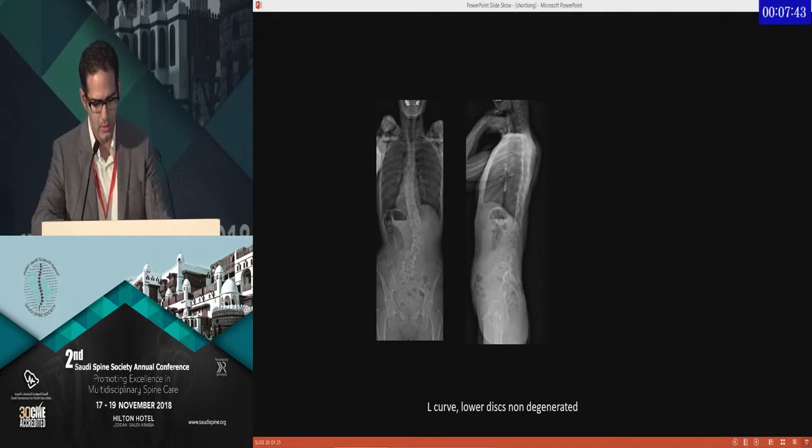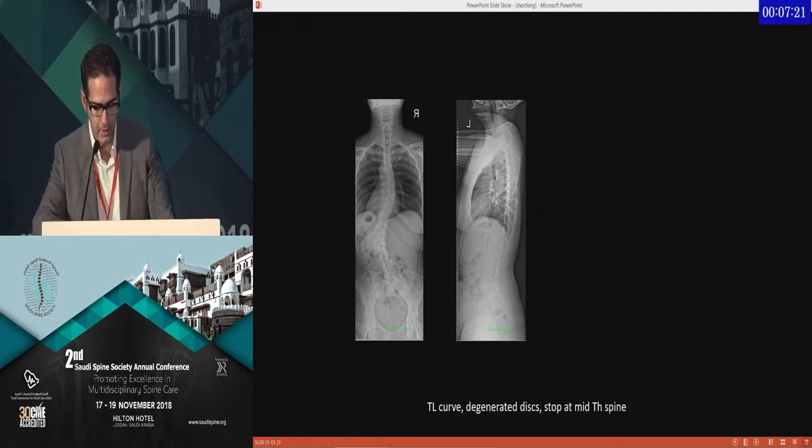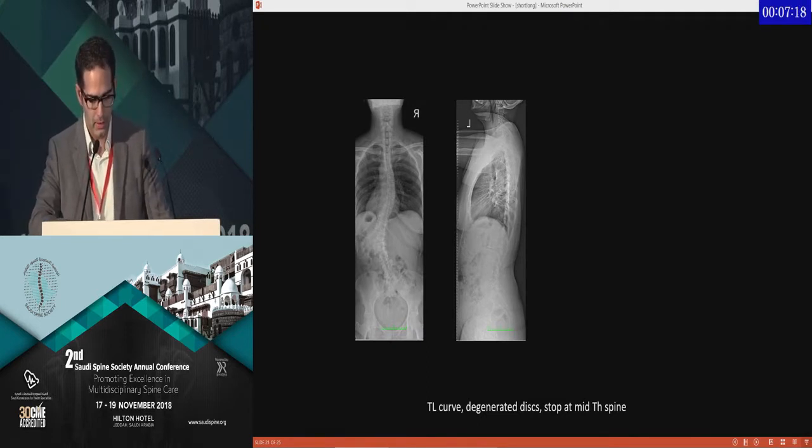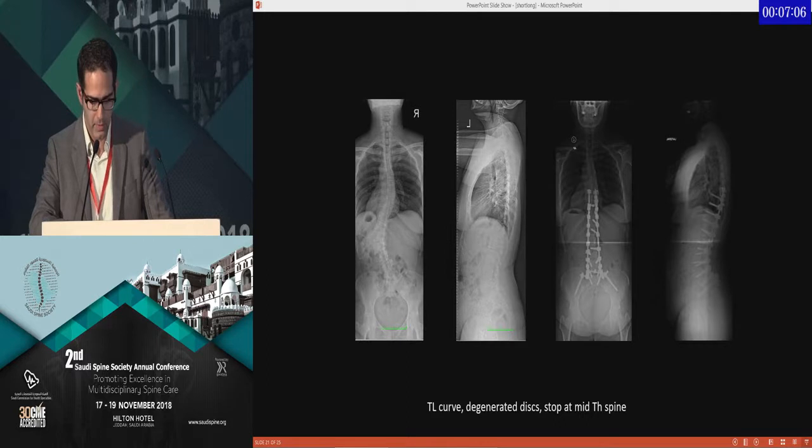So this is a case where there is a lumbar curve and the lower discs are not degenerated. So in this case, we can do a short segment stopping at L4, which would correct the deformity and enable the patient to have good flexibility with two discs distally that are flexible. This is a case with a thoracolumbar curve. She was 42, but unfortunately the L4-L5 and L5-S1 discs were degenerated. So I had to go down to the pelvis and proximally just above the deformity.